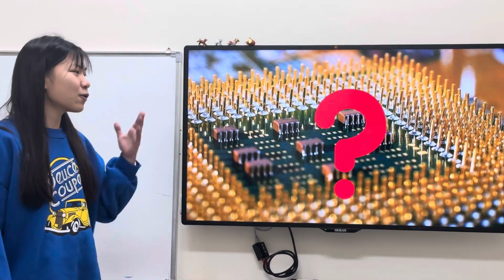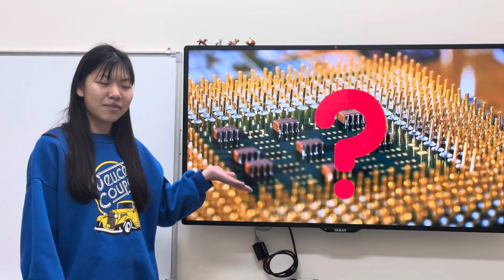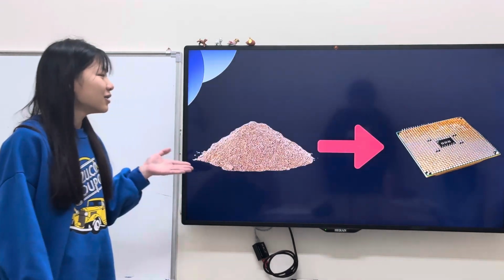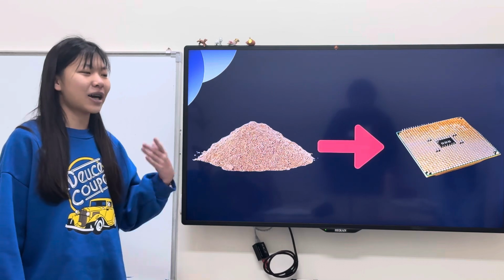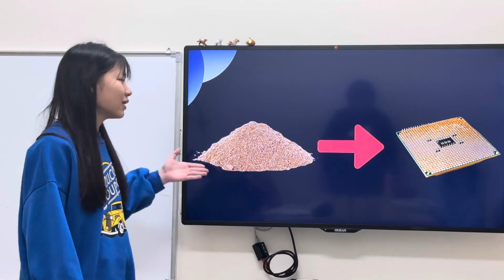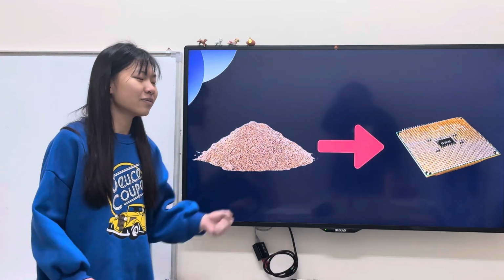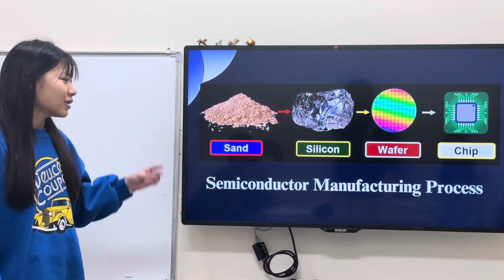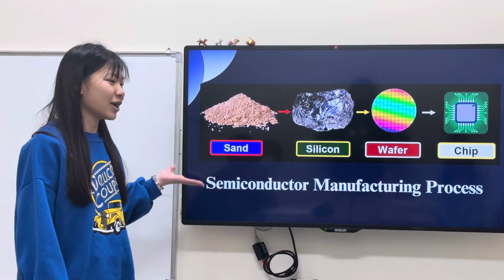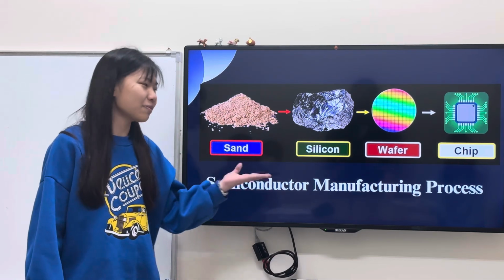However, have you ever wondered how these chips are made? Today, I'll take you behind the scenes of how sand transforms into the microchip. Today, my topic is the semiconductor manufacturing process.